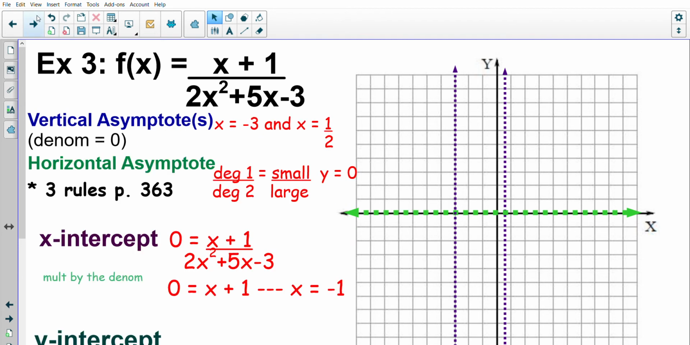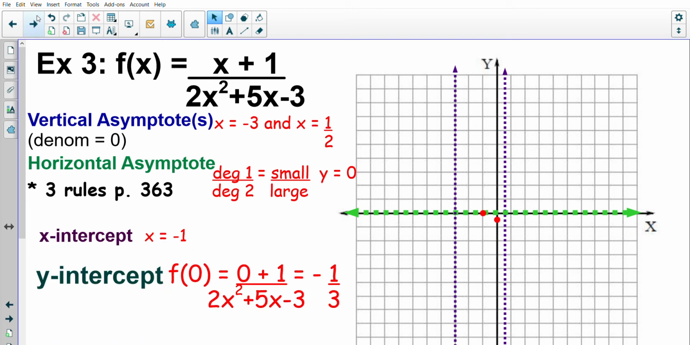Now let's find our x and y intercepts. To find the x-intercept, we replace y with 0. So I have 0 equal to a fraction, x plus 1 over 2x squared plus 5x minus 3. To get rid of the fraction, I'll multiply both sides by 2x squared plus 5x minus 3, which, like the previous example, really just amounts to setting the numerator equal to 0. So I see that I have an x-intercept at negative 1. To find my y-intercept, I replace x with 0. So f of 0 turns out to be negative 1/3. And so far, you can see that we know 2 points on the graph, which is a little strange.